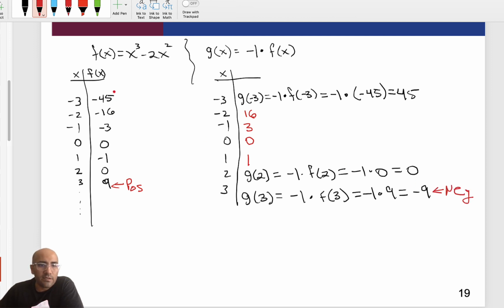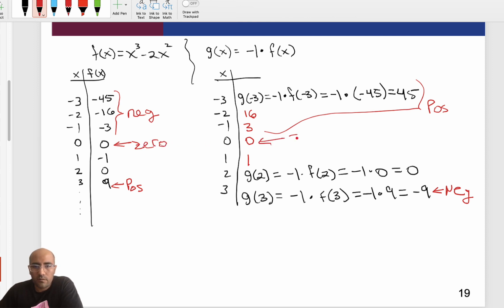And then previously negative outputs are now all going to become positive outputs. And then 0 stays with 0, still a 0. Okay, 0 stays with 0. Previously negative become positive, previously positive become negative. How does that affect the graph?